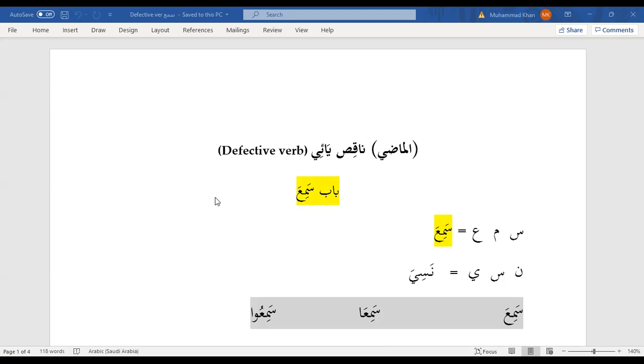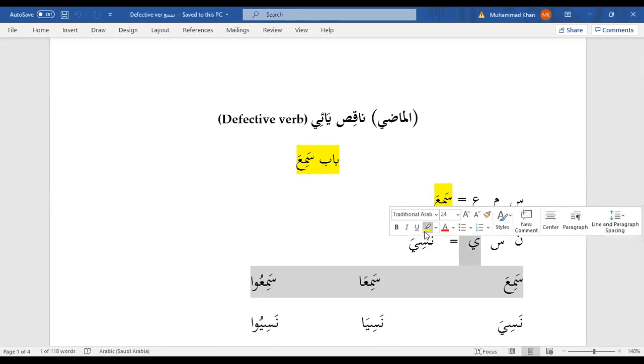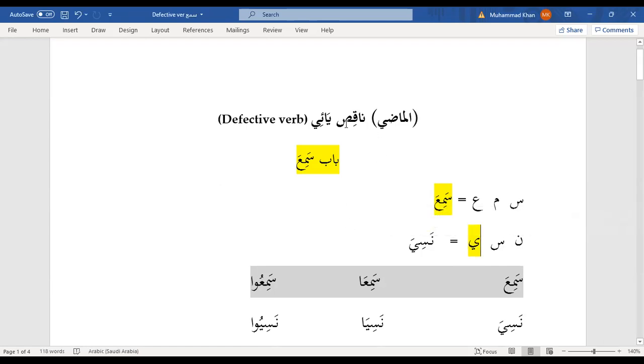And today, inshallah, the third one, which is slightly different when we talk about the past and the present, is on the pattern of Sami'a Yasma'u, and the root letters that we have here are Noon, Sin, and Ya. So here the Salim, or the verb that does not have weak root letters, is Sin, Mim, and Ain, Samia. And here we have Noon, then Sin, and then Ya. So the third root letter, when it is weak, we call it Naqis. That's why we call it Naqis.